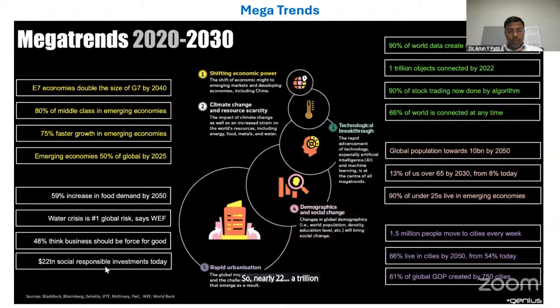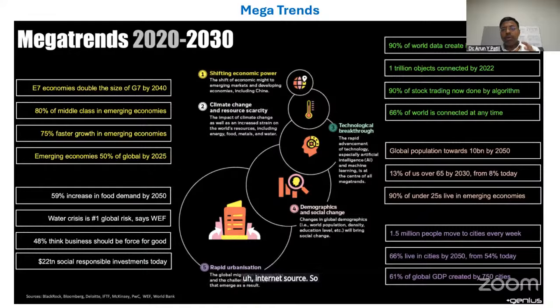Nearly $22 trillion of socially responsible investments are happening today through stocks and gold and silver and platinum investments. You might have seen a surge in the stocks as well. Nearly 90% of the world's data was created in just the last 2 years. Which means a lot of data is being captured and collated so that it becomes a complete managing system. 1 trillion objects connected by 2022 itself.